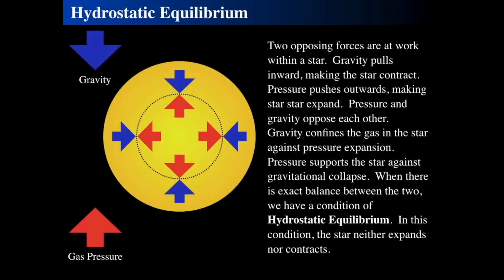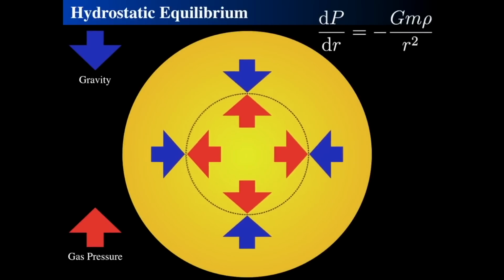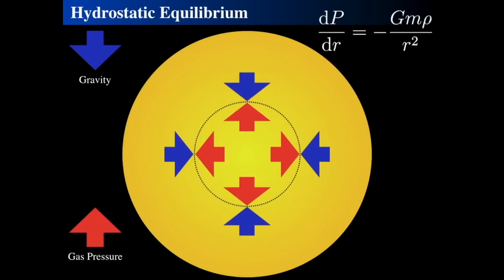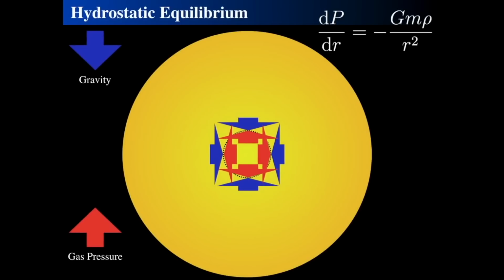So let's look at that really carefully, and we'll see it one more time just for fun. We've got the blue arrows representing gravity pulling in and the gas pressure pushing outward. And as you go deeper, the pressure increases as the gravitational force increases too. So the deeper you go, the greater the pressure.